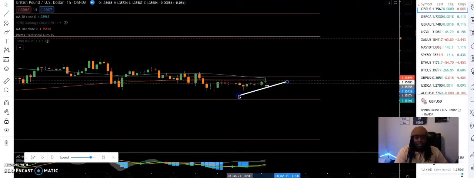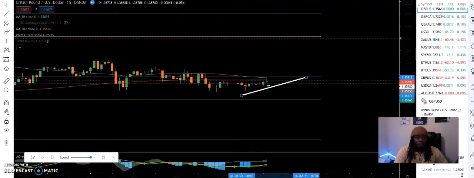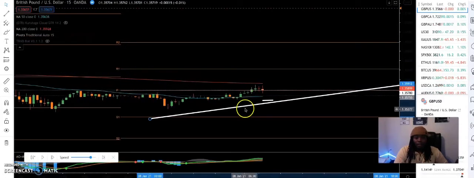Because I seen how it could wick off, but if it broke the trend on the hour, then I was like, okay, cool. So I put my trend line to this pivot, and my actual take profit was on the hour. See, look, GBP TP hit. I had an alert. So what I did was went to the 15, and we got our entry.